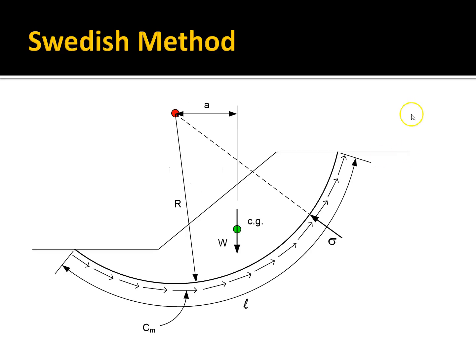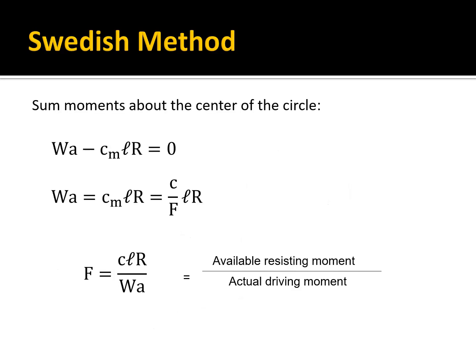Now, when we apply this, we don't normally treat this block as a single unit to calculate the area. Normally what we do is we cut it up into a set of slices, and then we apply that equation on a slice-by-slice basis. When we get to our in-class exercise, we are going to set up and solve a solution in Excel for a slope using the Swedish method, using a method of slices.